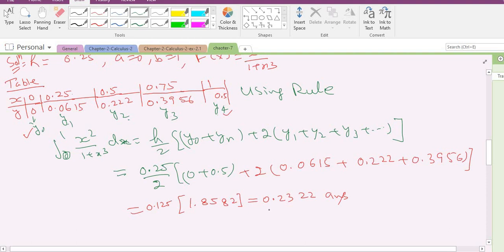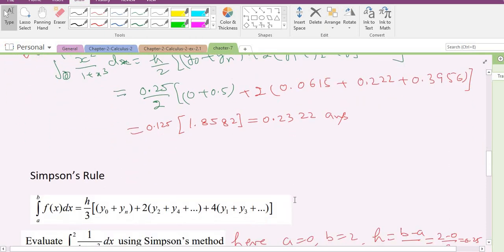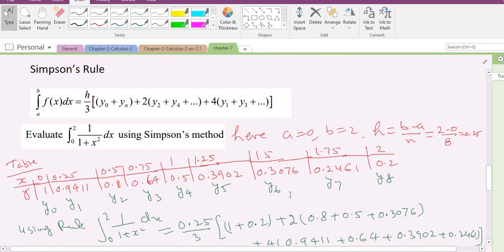When I calculated by using calculator, I got this. You can check by yourself also. So this is the second answer of that question by using trapezoidal method. Hopefully you people understand. The second rule is Simpson's rule.